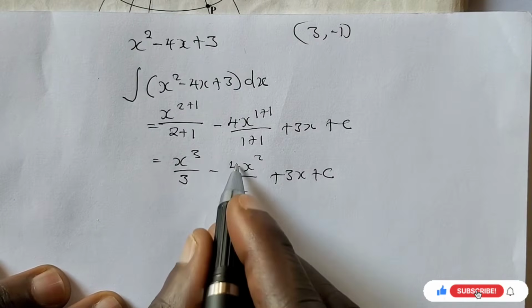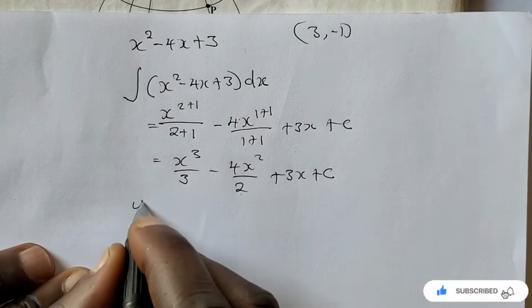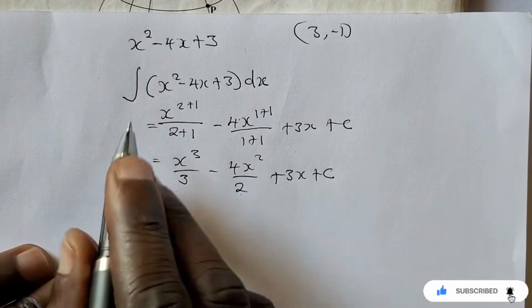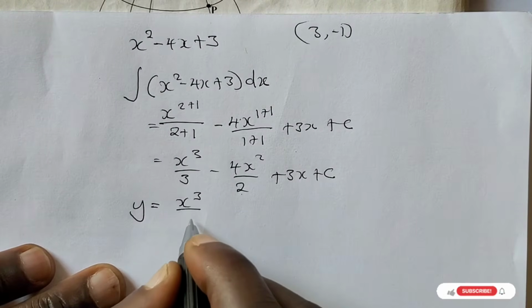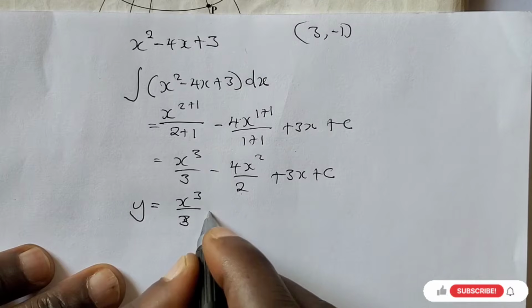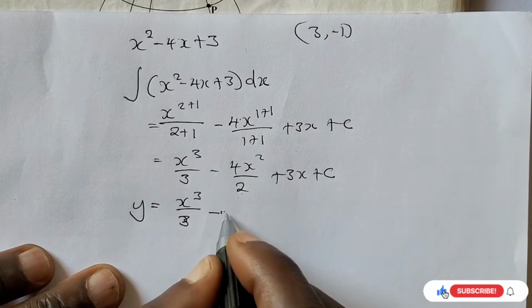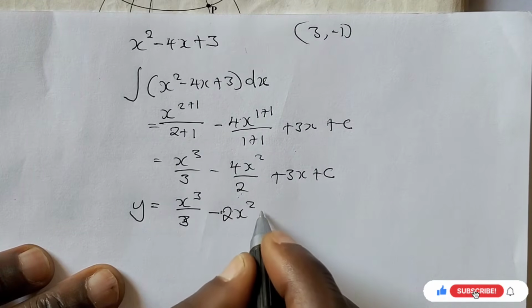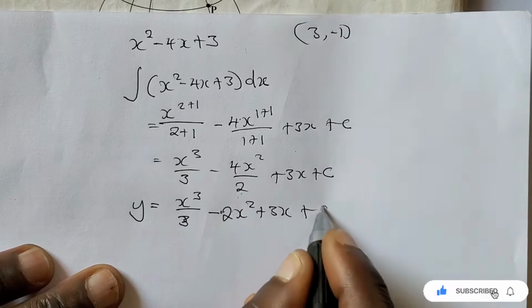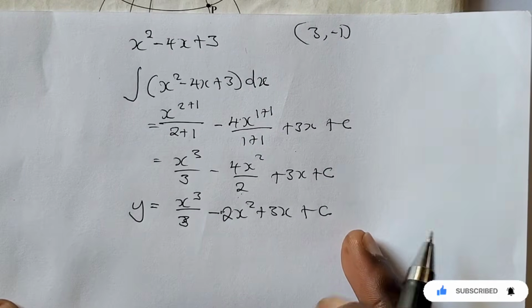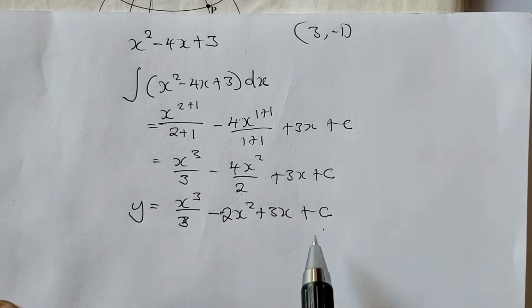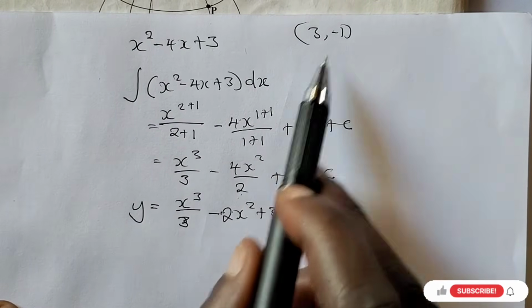All right, you can divide here. Okay, y is equal to, because we're supposed to have y, y is equal to x to the power 3 over 3 minus 2 into 4, so 2x squared plus 3x plus c. So this is our equation, but the problem is that we don't know the value of c. That's the reason why we've been given the coordinates.